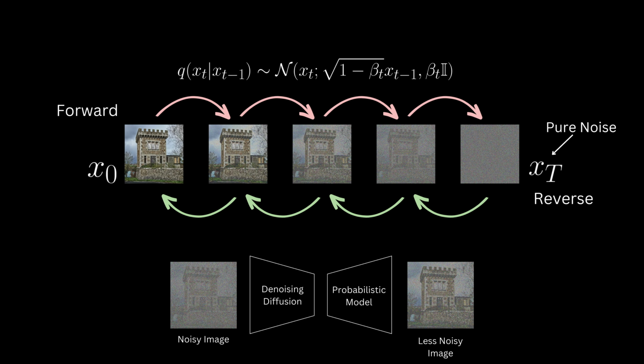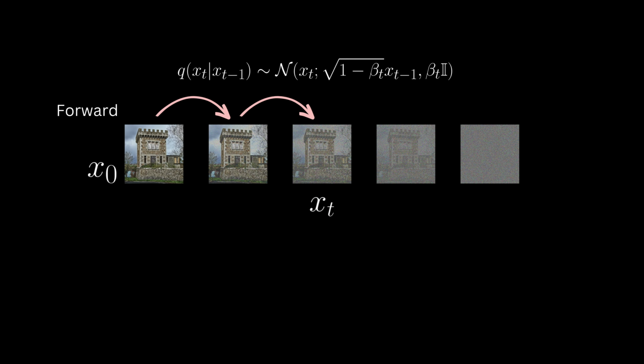With the specific formulation of the forward process that we worked with in DDPM, we saw that to get to x_t, rather than going from x_0 to x_1, x_1 to x_2, all the way from x_{t-1} to x_t, we can directly get to x_t from x_0.